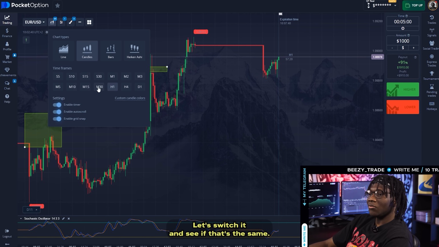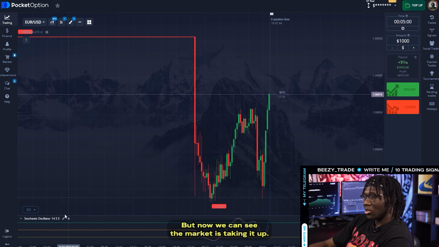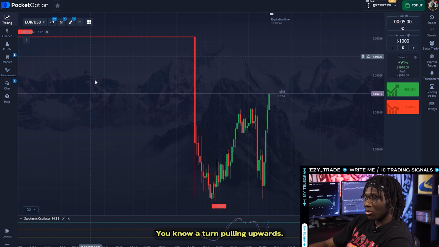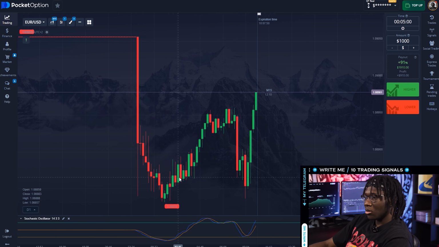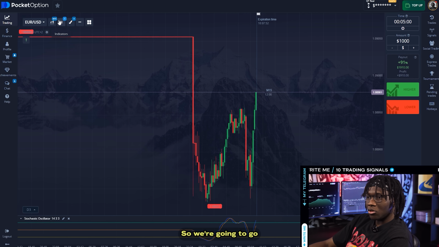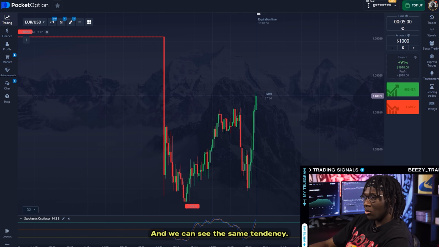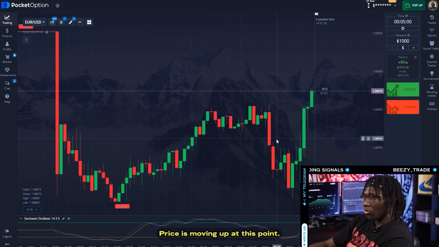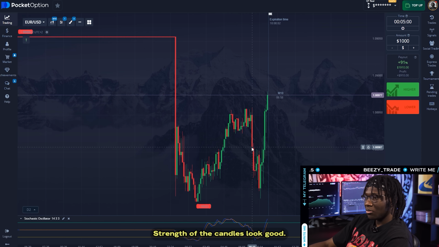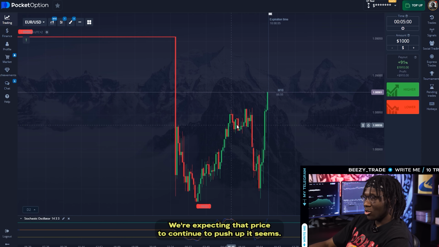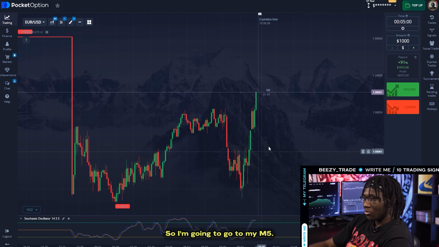Let's switch it and see if that's the same when we go to our 15 minutes. Huge drop off, but now we can see the market is taking a turn, pulling upwards. So we're going to go a little bit to 10 minutes, and we can see the same tendency. Prices moving up at this point. Strength of the candles look good. We're expecting that price to continue to push up, it seems. So I'm going to go to my M5.